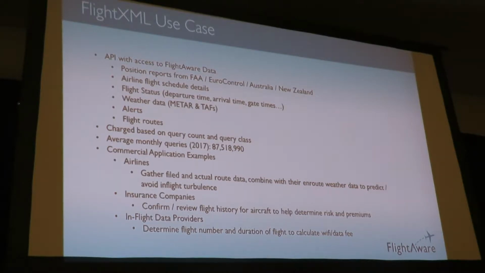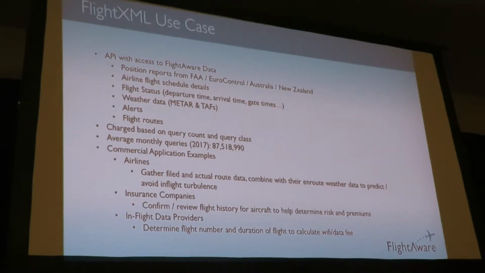The typical use cases for our customers include airlines who are gathering route data and combining that with their own weather to predict and analyze how to avoid turbulence on the routes. Insurance companies are consuming this data too. If you have a plane and you want to get insurance on it, they'll investigate the flight history on the aircraft to see if it matches up with what you're telling them.